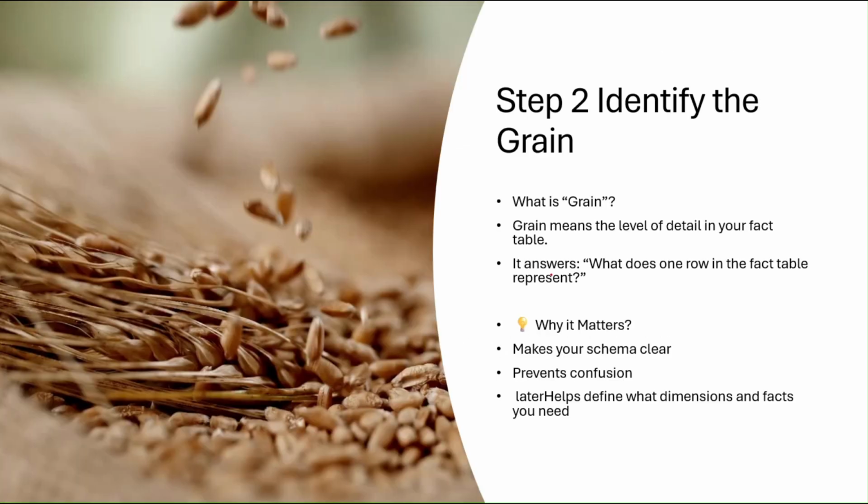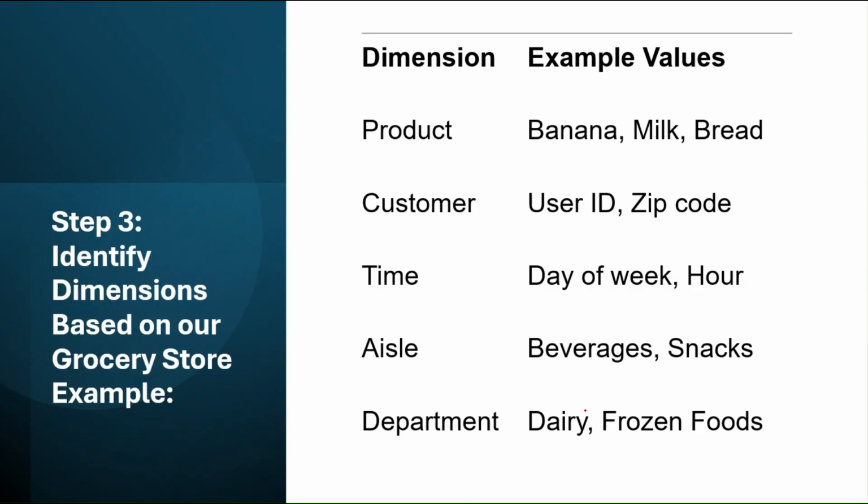The second step is identify the grain. This is another important thing while designing the fact table. Grain means the level of detail in your fact table. You need to decide what one row in your fact table represents. It is very important because it makes your schema clear, prevents confusion, and helps to define what dimensions and facts you need.